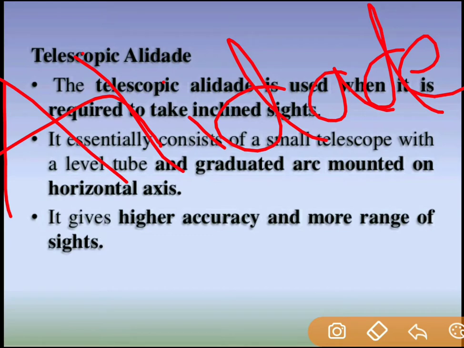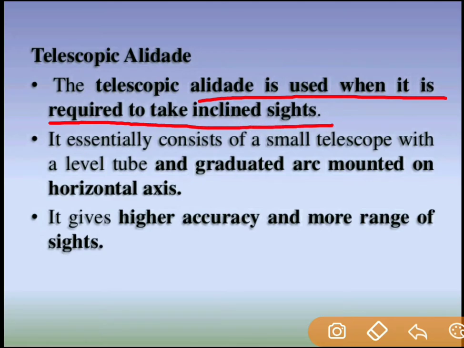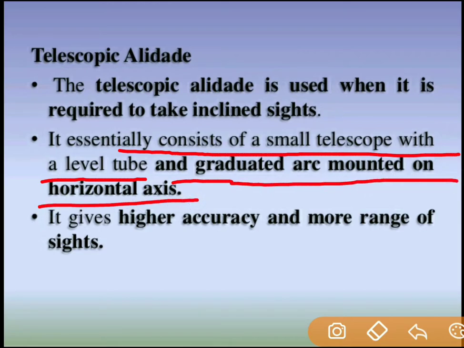Alidades are of two types: the simple alidade and the telescopic alidade. The telescopic alidade is used when it is required to take inclined sides. For example, if I want to take an inclined side, then we use the telescopic alidade. It essentially consists of a small telescope with a level tube and a graduated arc mounted on a horizontal axis.